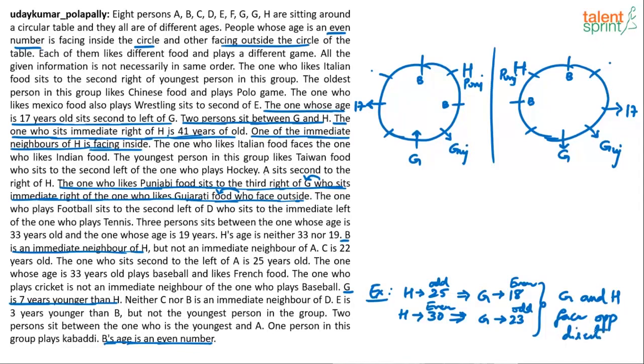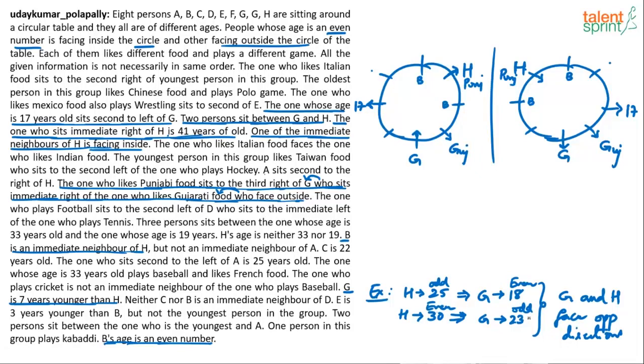What does it mean, opposite directions? If G is facing the center, H should be facing outwards. If G is facing outwards, H should be facing the center. Because whatever their ages, these were just examples. I do not know if H is 25 years or 30 years. I have no idea. But what I know is, if H is an odd number, G will be an even number.